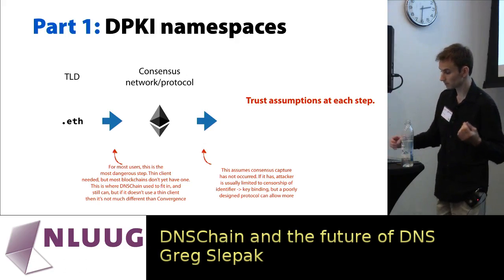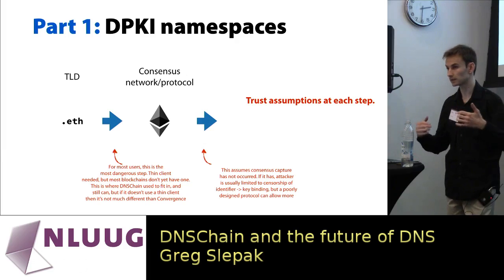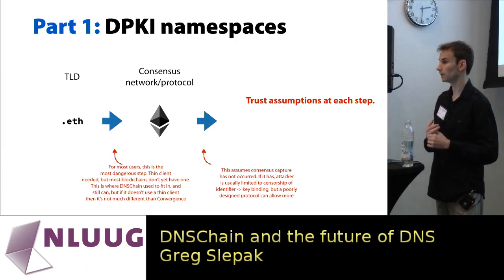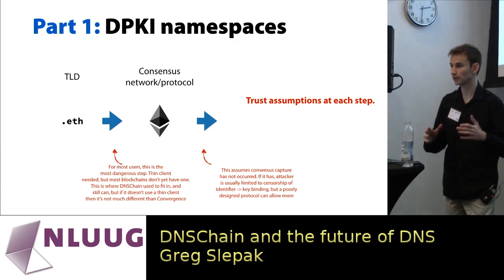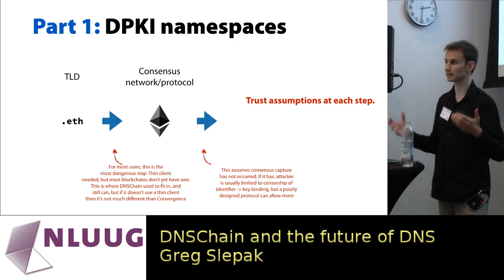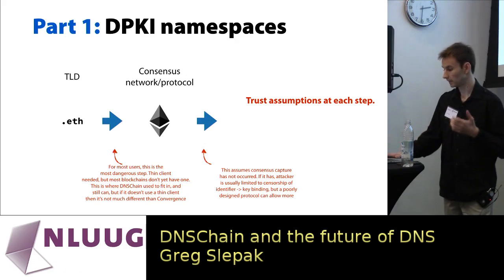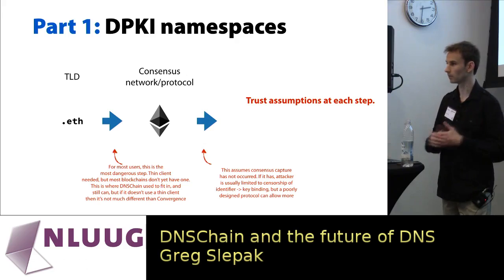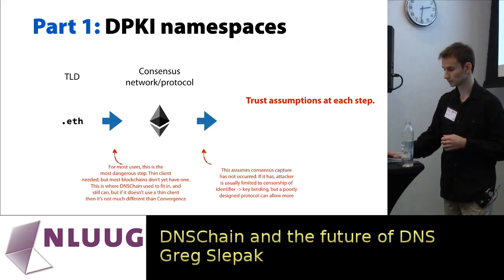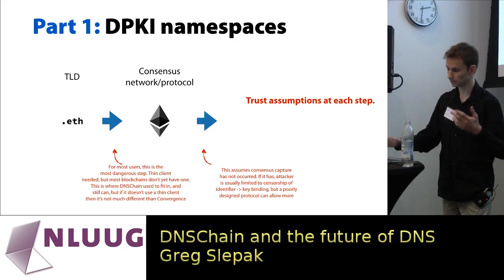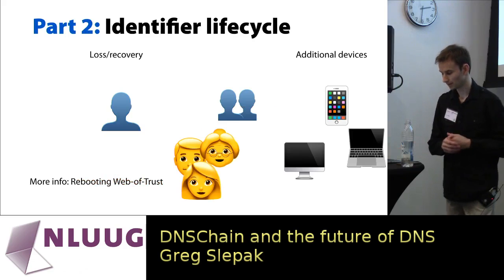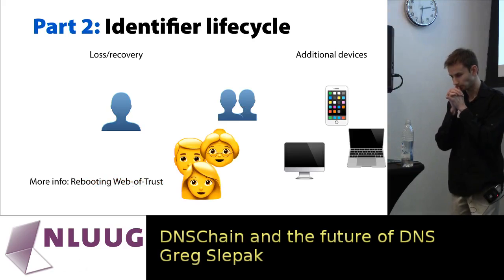Then the second trust assumption is the actual consensus network itself, and that refers to proof of work, proof of stake, and how well designed is that consensus? Can it be gamed? Who is actually responsible for securing the network? Right now, it's like one dude in China. We're talking about Bitcoin. Okay.